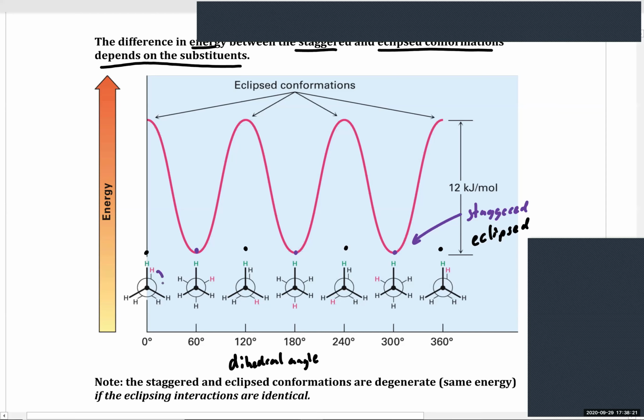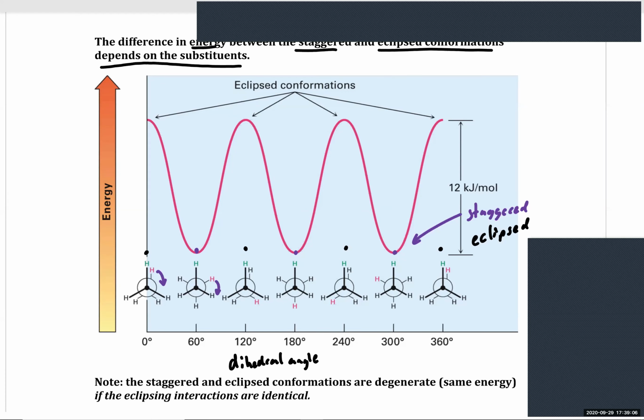So we've rotated this back set of atoms 60 degrees by rotating our carbon-carbon bond. And then we assess the energy of this conformation. We rotate another 60 degrees. We assess the energy of this new conformation. And we repeat this process until we've rotated 360 degrees. This allows us to generate a graph of energy as a function of dihedral angle. Does that make sense to everyone? Does everyone understand how we're generating this graph?